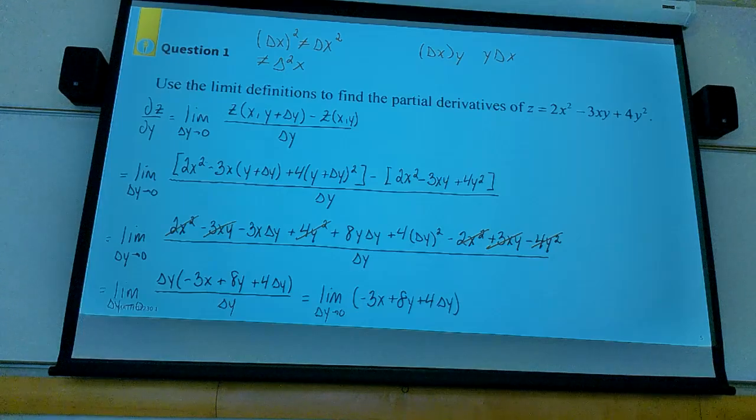And then after all of your simplifications, that is the limit that we're left with. And what is that limit? There is your partial with respect to y.